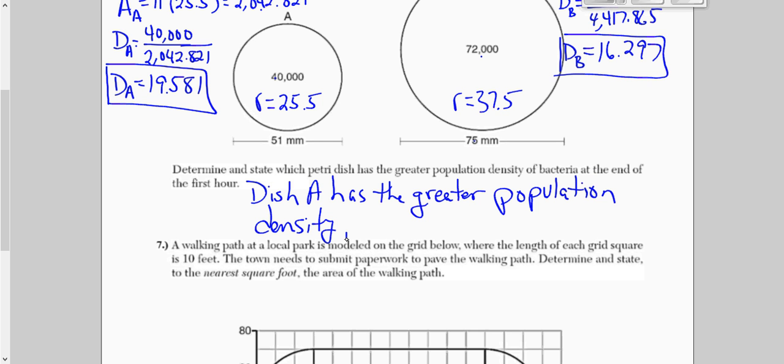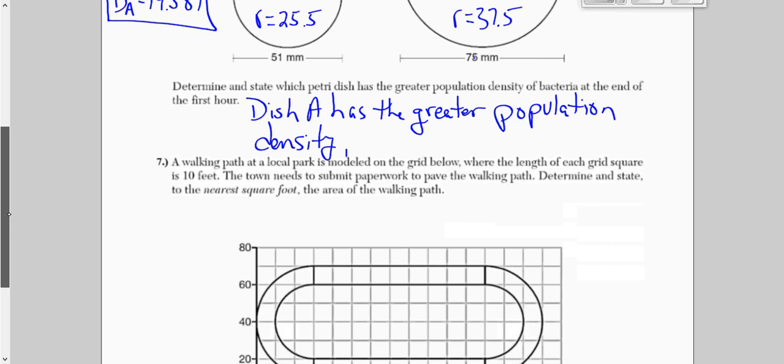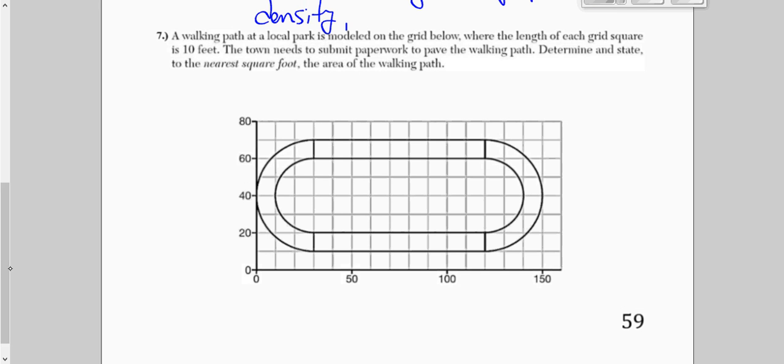And I believe we have one more to go. So again, pause your video, read this over. Be very careful about the scale that they use on this walking path. I'll be back with you in a moment. Pause your video. All right, so they want the area of this entire walking path.